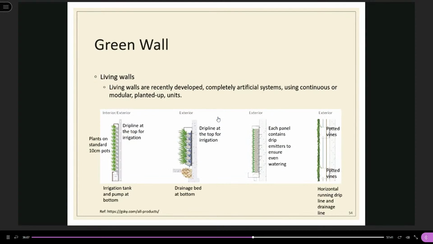Living walls. So we have green facades and living walls. Living walls are recently developed. When we say green walls, we actually mean the living walls. They are a recently developed, completely artificial system using continuous or modular planted-up units. So this kind of green wall needs a structure, needs the mounting of these plants onto the exterior walls.